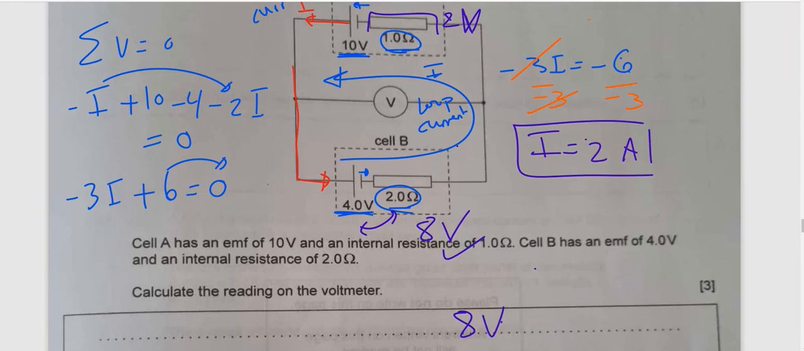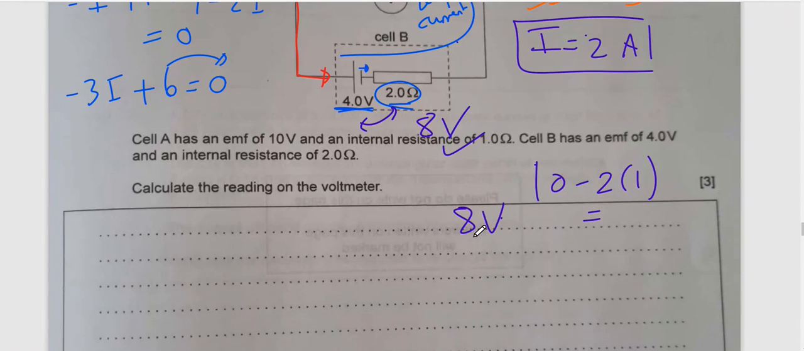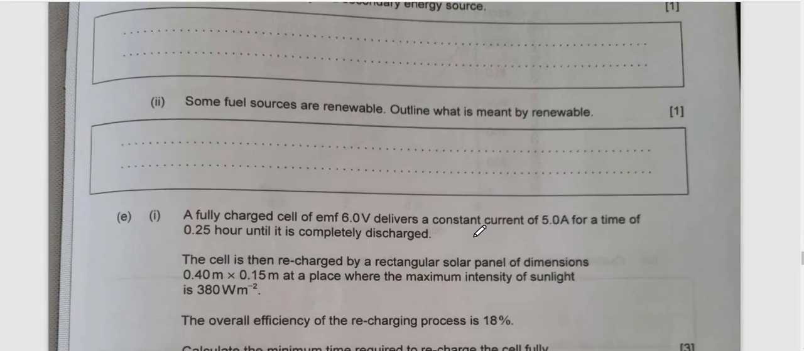I times 10 minus 2, here I have 10 volt, minus 2, it will give me 8. 10 minus 2 times 1 will give me 8 volt. The voltage drop in the internal resistance of the battery is 1 times the current I, which is 2, so 2 volt. So 10 minus 2 will give me 8 volt. So the reading of the voltmeter is 8.